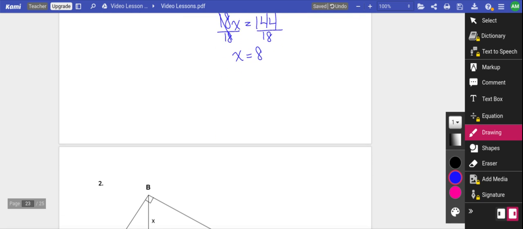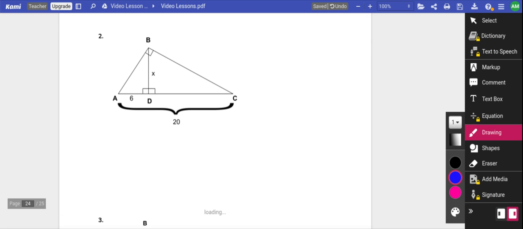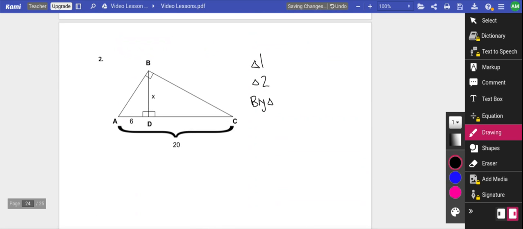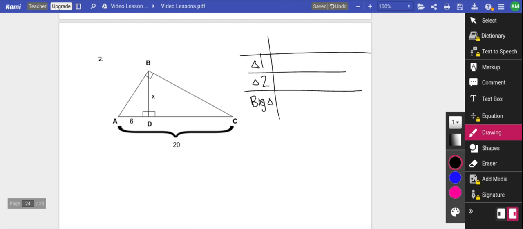Let's try another one. Here's number 2. Again, let's set up our chart. We're going to set up triangle 1, triangle 2, and the big triangle. Did I call it triangle 3? I did. That's okay. We can call it the big triangle. And again, we're going to talk about our short leg, our long leg, and the hypotenuse.